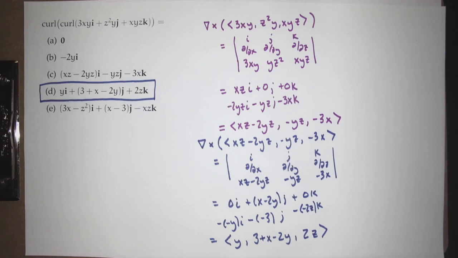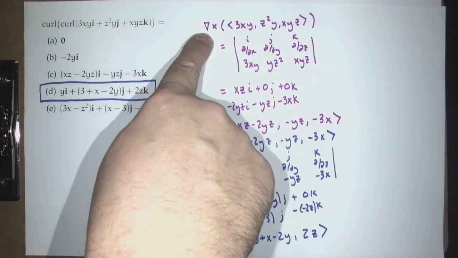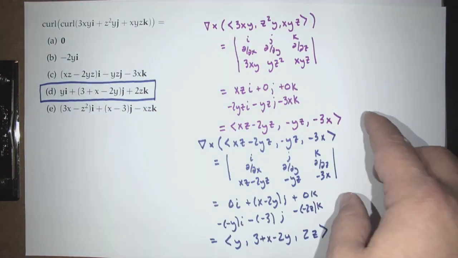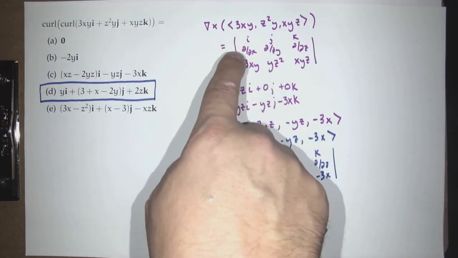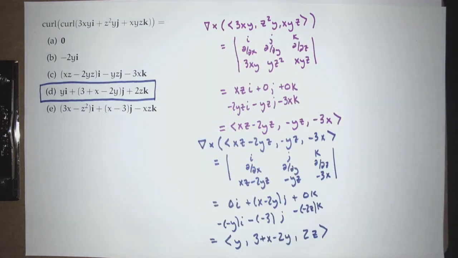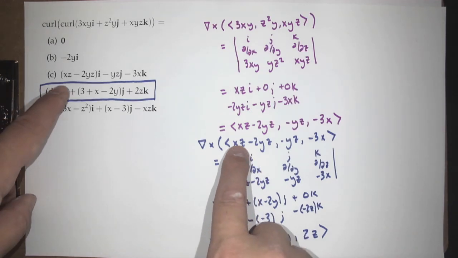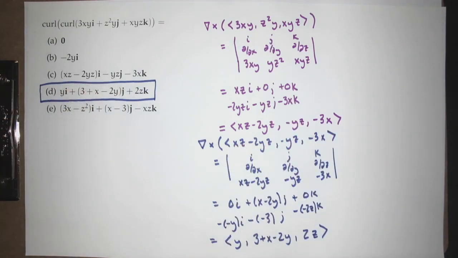If you also just take the curl once, and so remember curl, it's the cross product. So set it up as a matrix. You've got your i, j, k vectors, your partial derivatives, and then the individual components. And you'll notice that the one curl shows up as an answer as well. Again, very tempting, but we know you must curl twice. And so you end up with the expression y, 3 plus x minus 2y, 2z. Not really any surprises. It's just a matter of patiently working through.